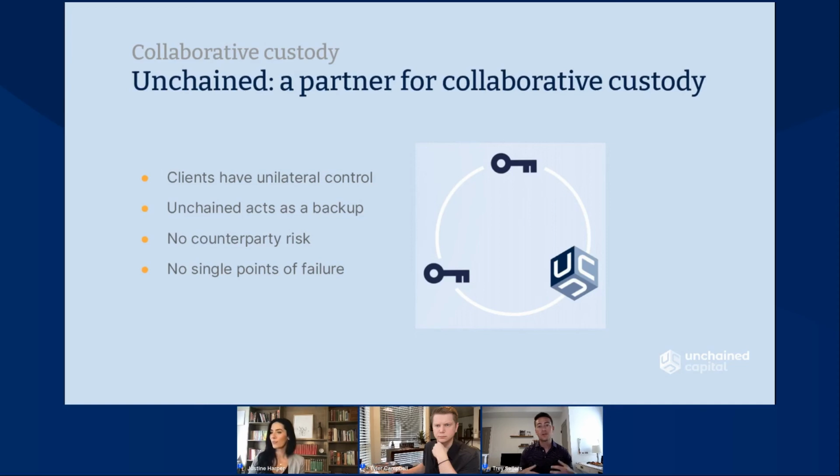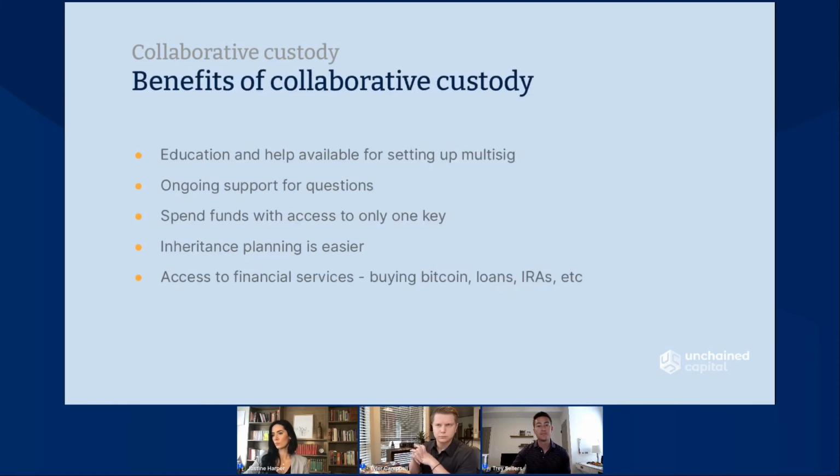And so collaborative custody just means that our clients are holding 2 out of the 3 of those keys, and we're holding the third. And because we're holding the third, that puts us in a position to be able to help our clients recover in case something happens to one of those 2 keys. It puts us in a position to be able to help with inheritance as that Bitcoin may need to pass down to next of kin. And so you end up in a situation where you have unilateral control over the Bitcoin. Unchained is acting as a backup to you, but you have no counterparty risk to us or anybody else, and you have no single points of failure in that setup.